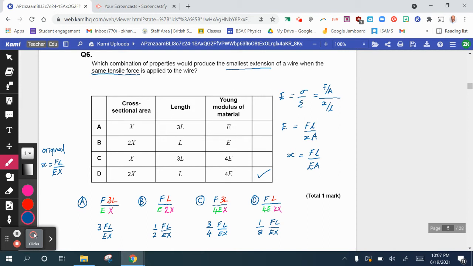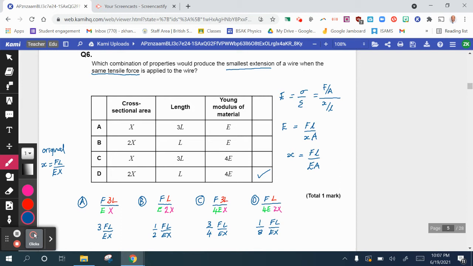Okay, so we're looking at extension, and the variables are force, cross-sectional area, length, and Young's modulus. So let's try to get them all together in one formula. We know the Young's modulus is stress over strain, where the stress is the tensile force over the cross-sectional area, and the strain is the extension over the original length. So that is the Young's modulus. I'm just going to make that look nicer and then rearrange it so that we get the force times the length divided by the cross-sectional area times the extension. So that's the Young's modulus.